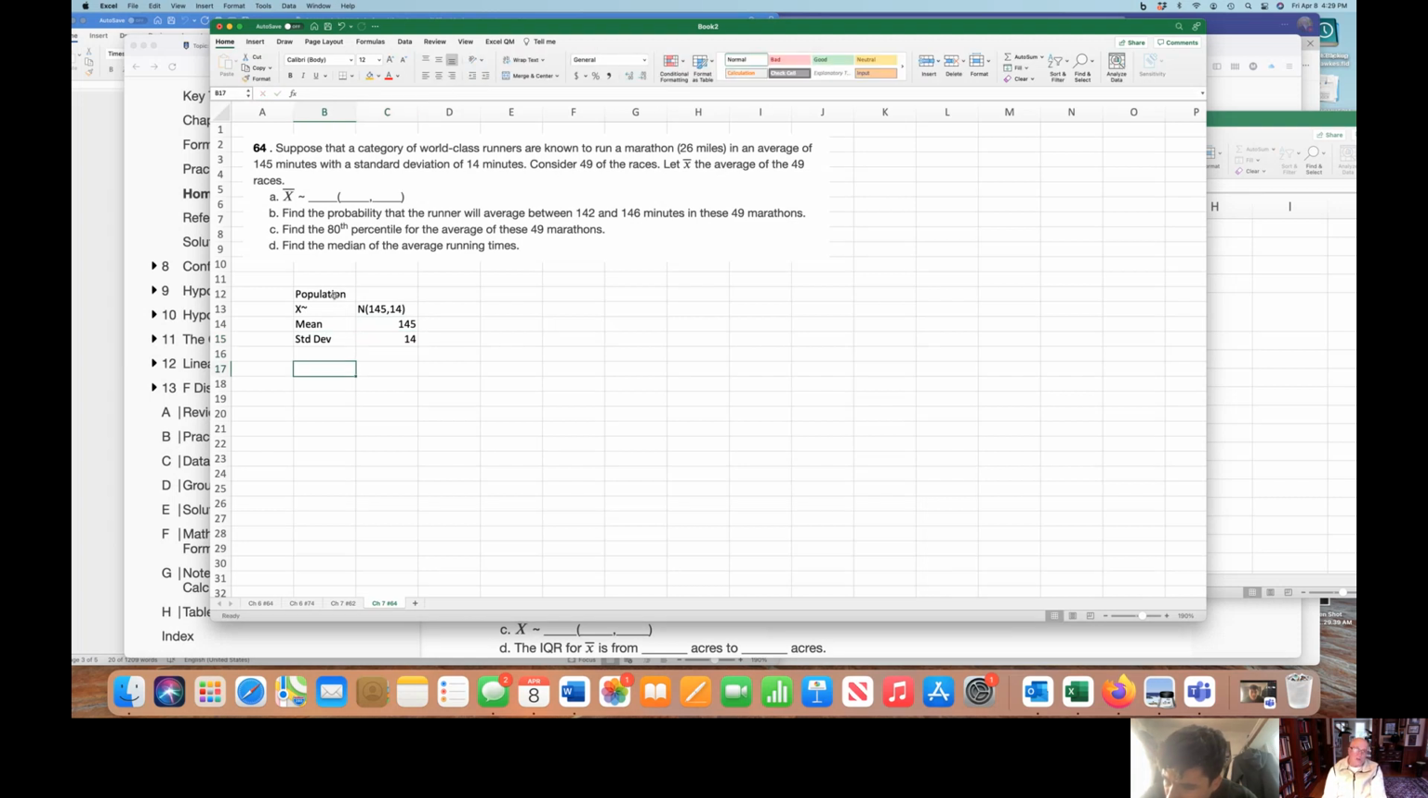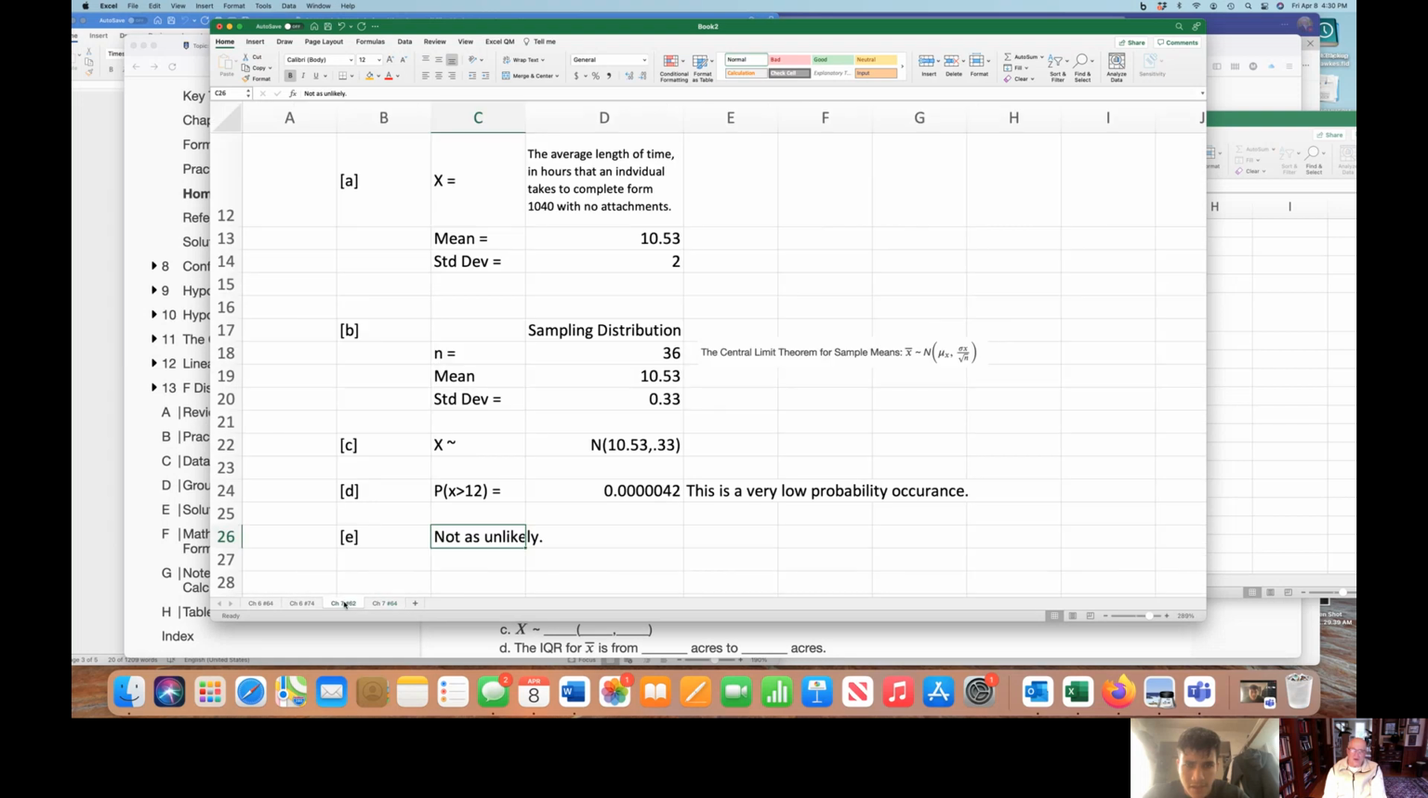Okay, that's population. Now our sample is what? Let's make that bold. Our sample says we're looking at a sample of how many races? 49 races. Isn't it nice? The square root of 49 is 7. How often does that happen in a real life problem? What's the mean of the sampling distribution now?